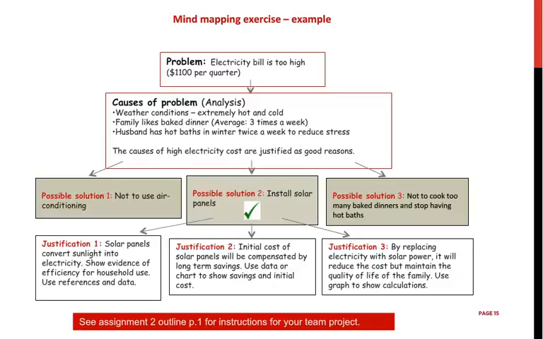In our justification 2, we talk about how the initial cost of solar panels will be compensated by longer-term savings. Then we will use data or charts to show savings and initial cost. Then, as justification 3, we can say that by replacing electricity with solar power, it will reduce the cost but maintain the quality of life of the family. Then we will use graphs to show calculations to back up our justification. Use this format of mind mapping to help you plan your flow of ideas when you are going through your report.